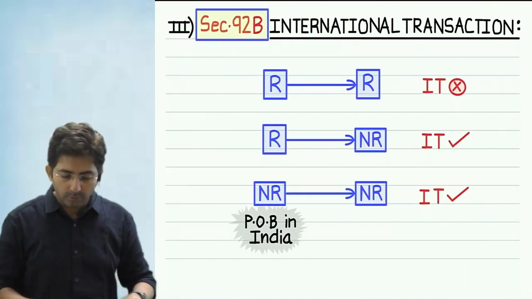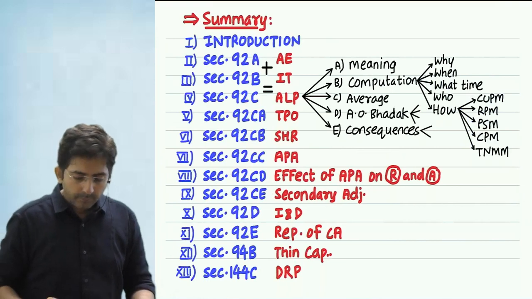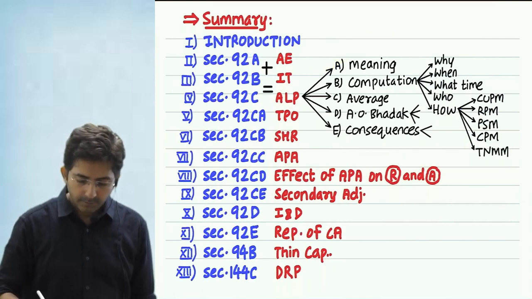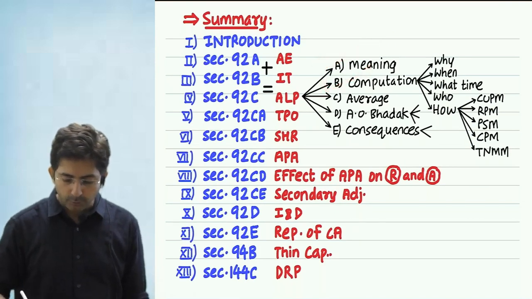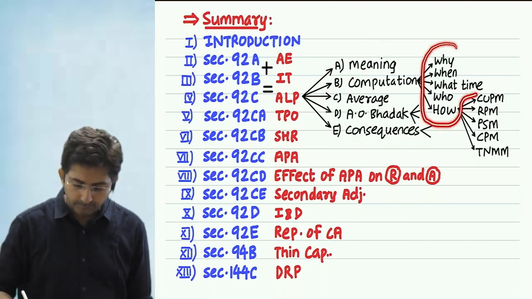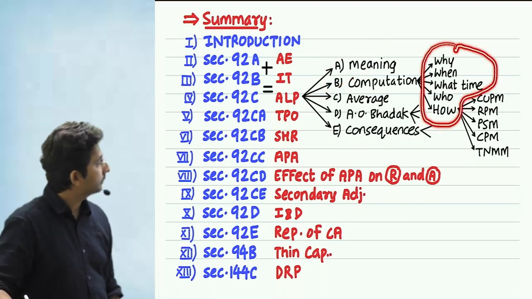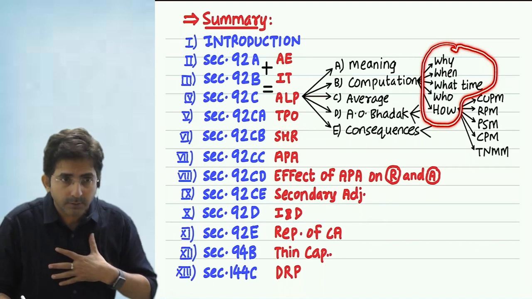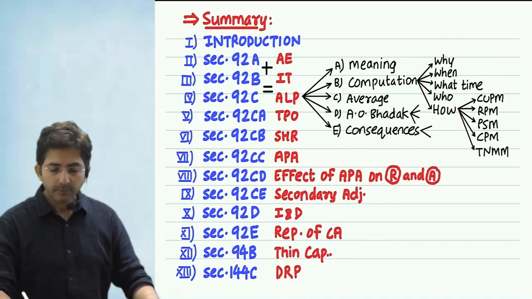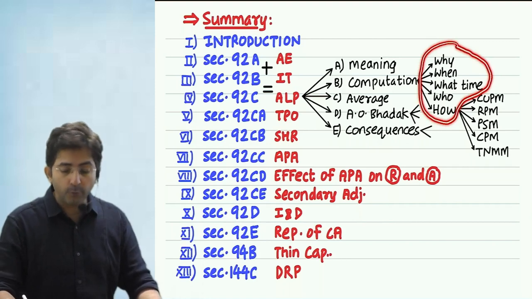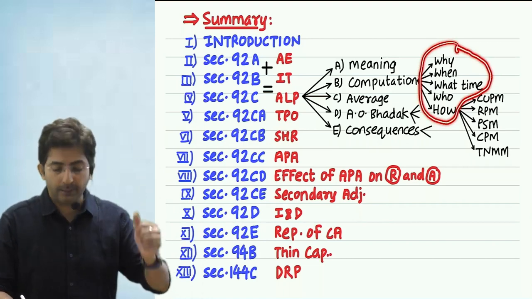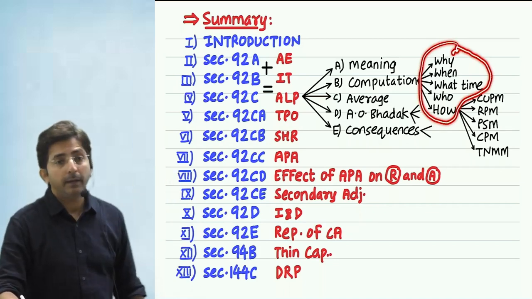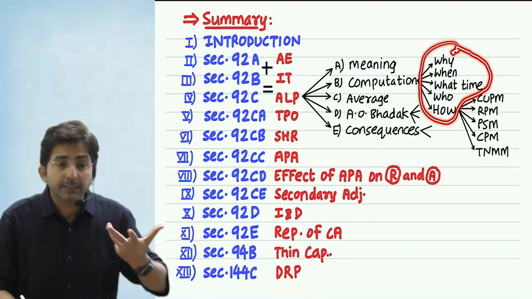Okay, then look. In this summary, what is next? After meaning, what is next? Computation. Now see, in computation also, can you see I have written 5 things here? Read what I have written. Why to compute ALP? I will answer all this, but first let me show the questions. Why to compute ALP? When to compute ALP? At what time to compute ALP? Who will compute ALP? And how to compute ALP? These are the things you have to study.